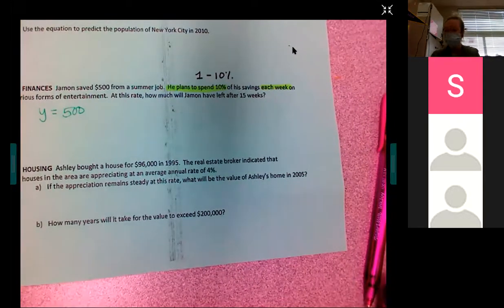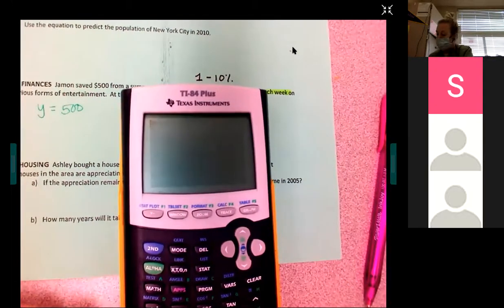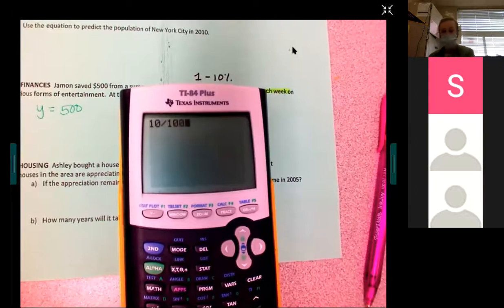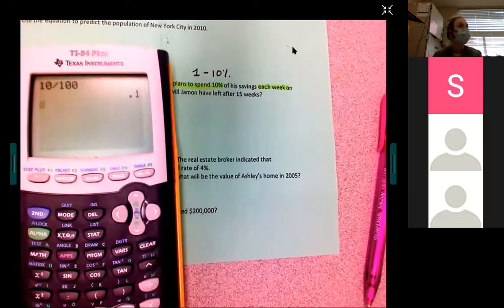You can use your calculator and your phone if you don't want to do it by hand. That's fine. I want you to watch. 10% out of 100 is 0.1. Does everybody see that? 10 divided by 100 is 0.1. Okay. Now, technically, it's 0.10, but the calculator doesn't put the 0 on the end. I'm going to write 0.10.